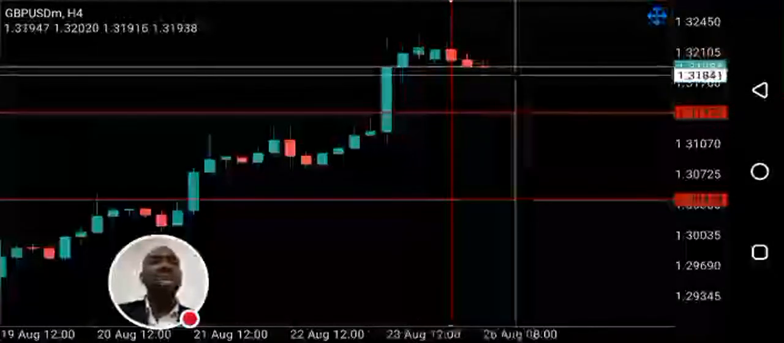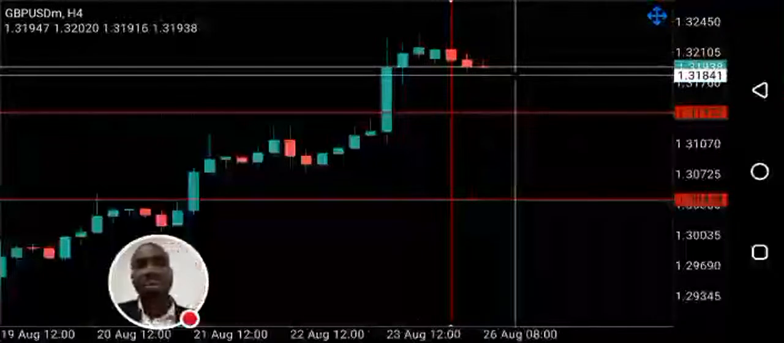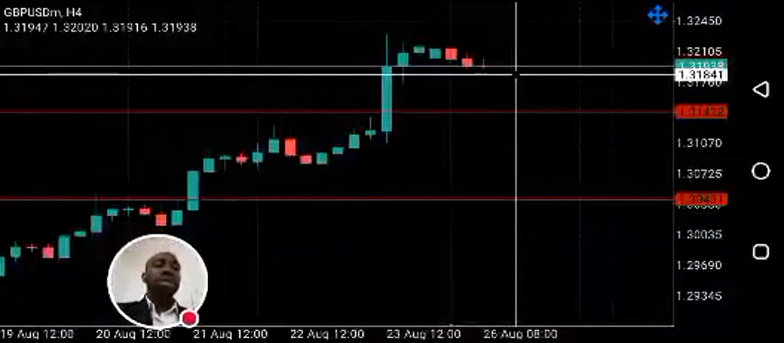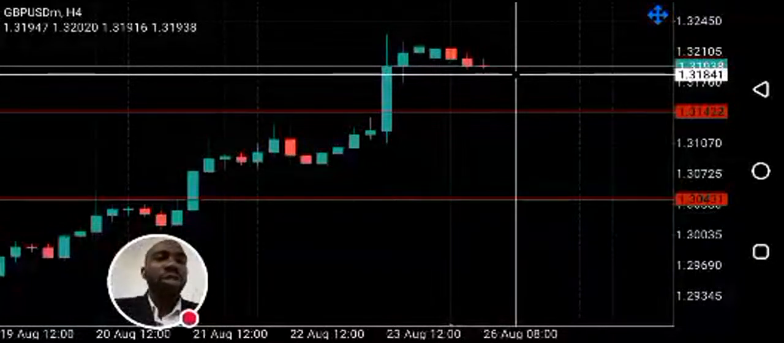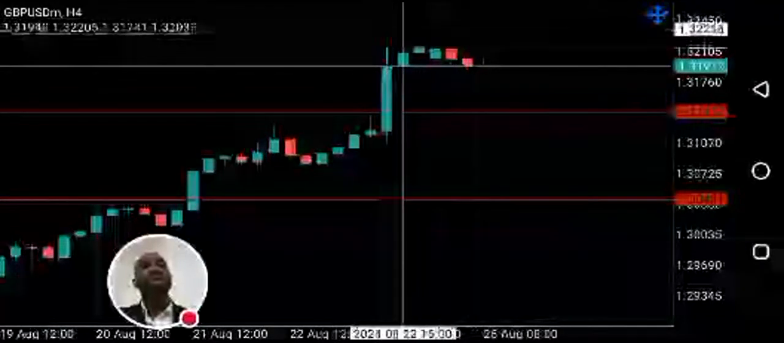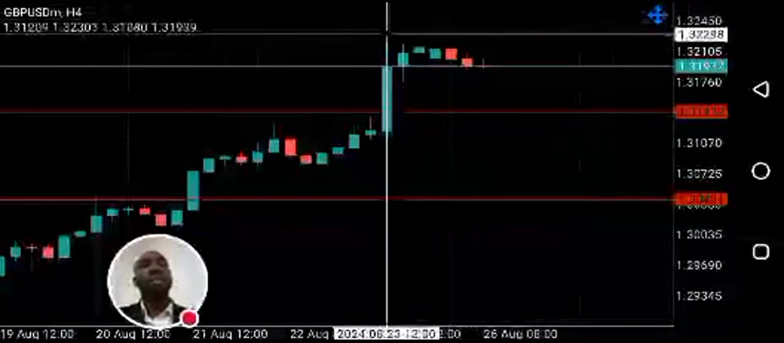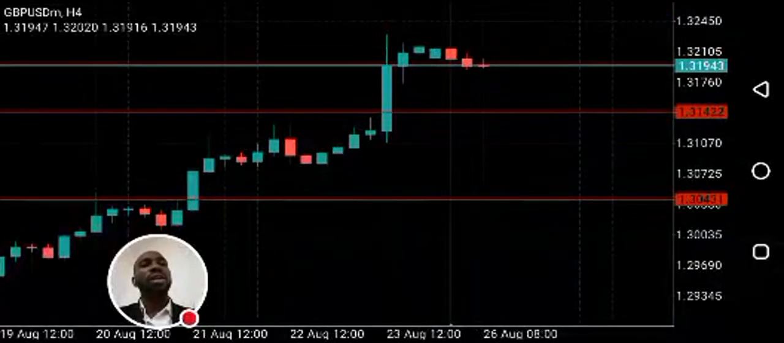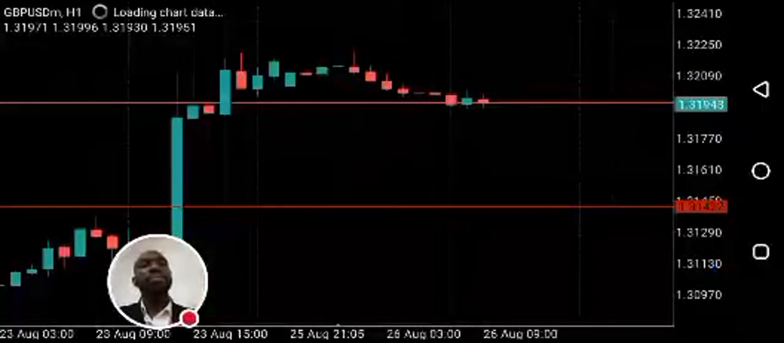So at the moment, GBP is bearish. Okay, considering taking any trades today on GBP, I would suggest you go for sell. And if you are selling, like I said, your stop loss should be 20 pips above this high. Okay, so let's go down to 15 minutes, 1 hour. Let's see what's happening on those time frames.